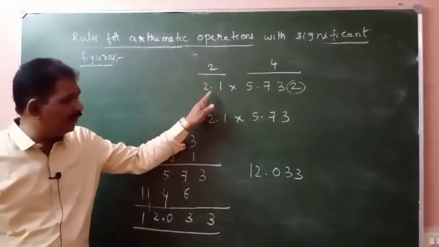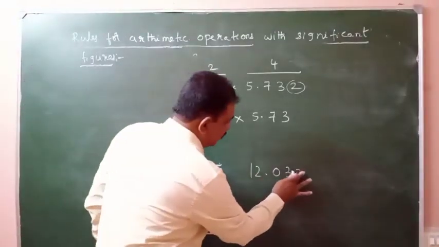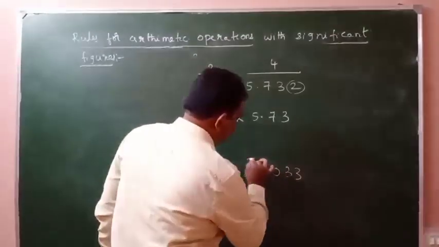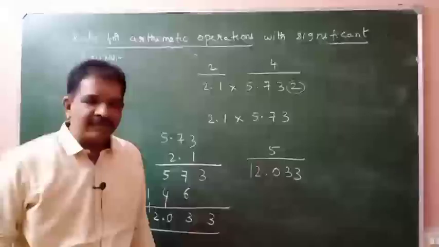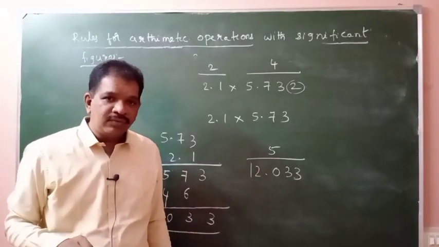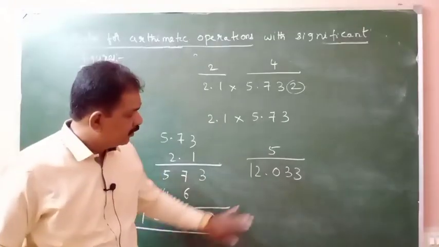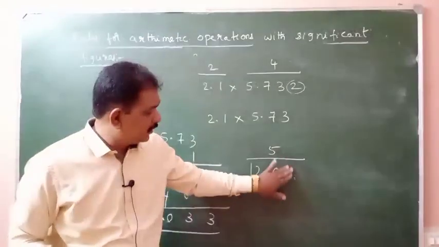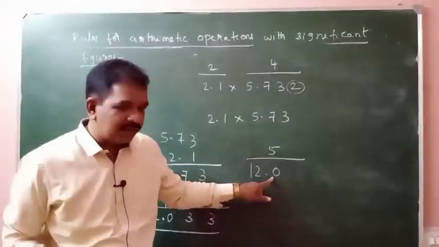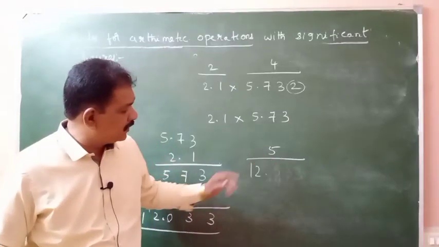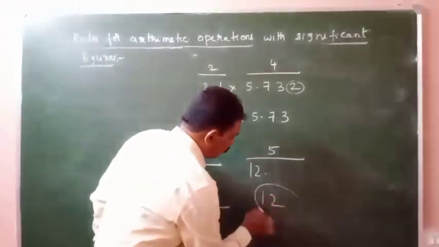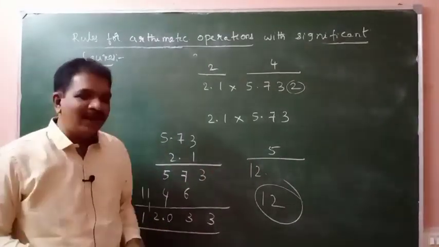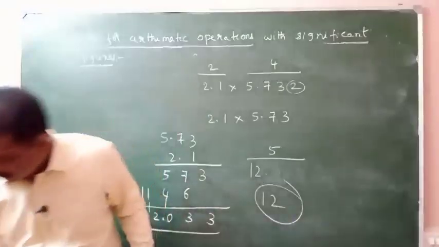2, because it is having 2 only. You have to round it to 2 significant figures. So first you discard this 3, preceding will not change. Discard this 3, preceding will not change. Discard this 0, preceding will not change. So 12 will be the answer. Clear? So in this manner you have to do multiplication or division.